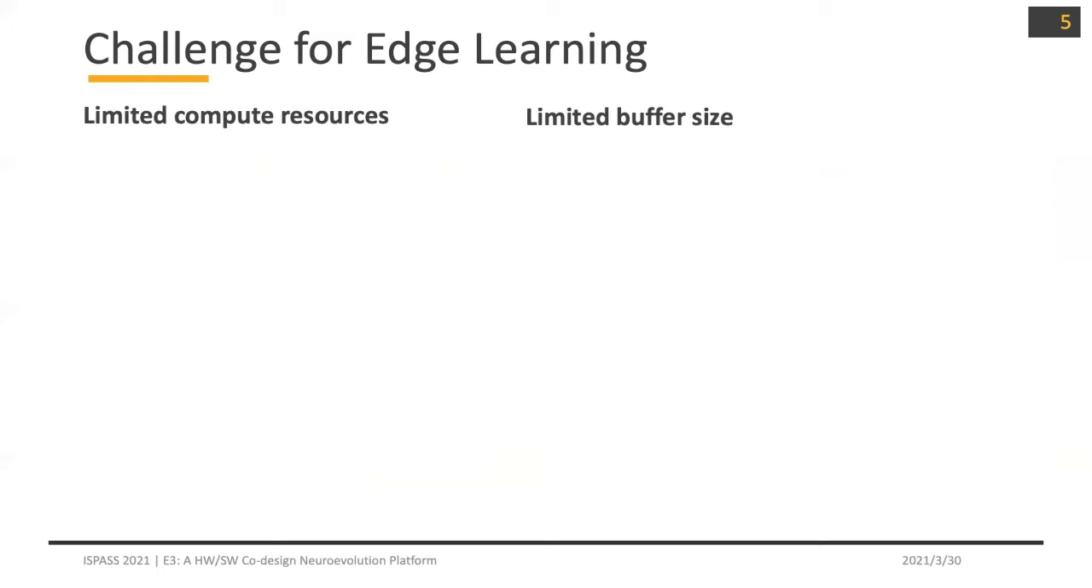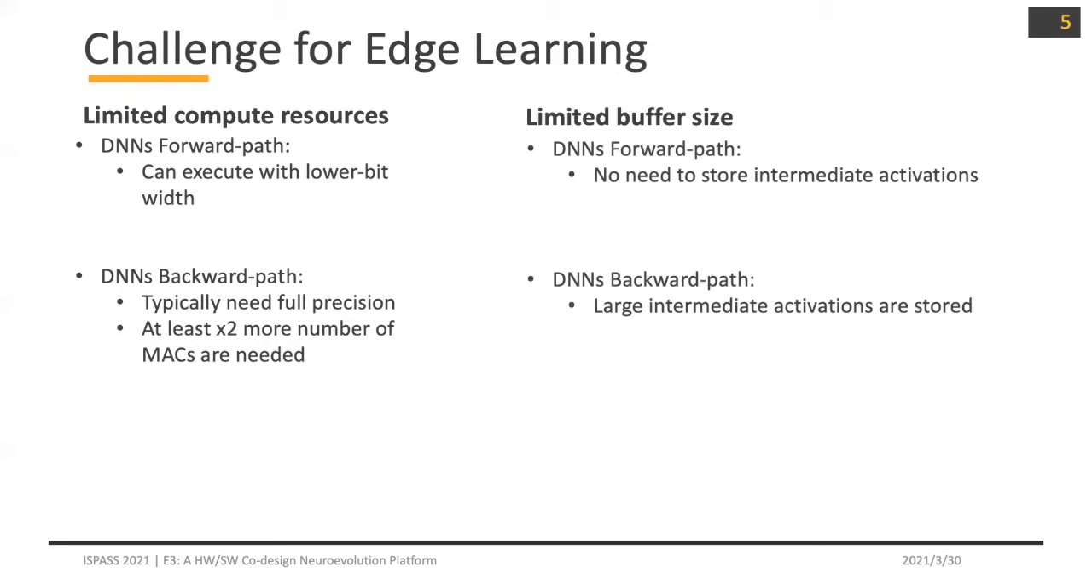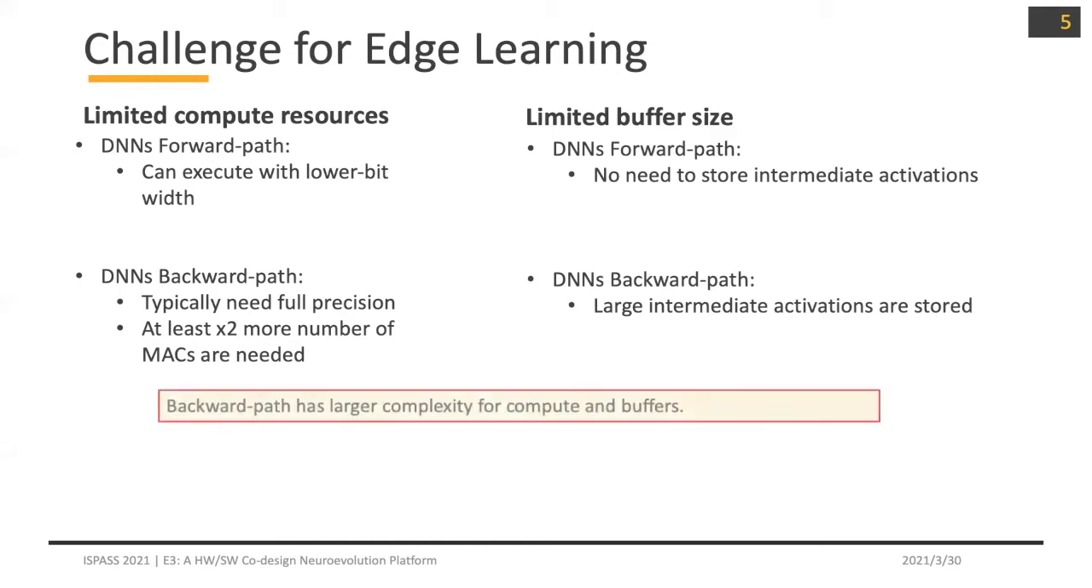Edge has limited resources, so we have limited compute resources and limited buffer sizes. Here we consider the application of DNN at the edge. A DNN is made of two parts, the forward path and the backward path. The forward path is usually lighter than the backward path and can execute with lower bit width. The backward path typically needs higher precision and has at least 2 times more MACs than the forward path. For buffer sizes, in the forward path we don't need to store the intermediate activations, but for the backward path we need a large buffer to store them. So the backward path has larger complexity for compute and buffer.